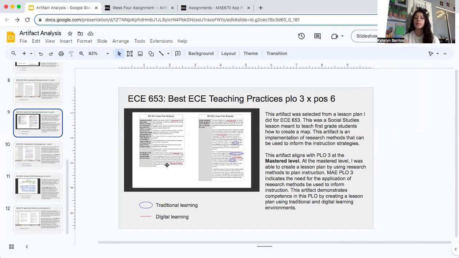And so this artifact was really an implementation of research methods that can be used to inform the strategies that I chose to use while developing this instruction. And this artifact aligns with PLO 3 at the master's level, as mentioned earlier. So I was able to create a lesson plan by using the research methods while I was planning my instruction. And MAE PLO 3 indicates the need for the application of research methods to be used to inform instruction. So this artifact really demonstrated the competence by creating a lesson plan using both traditional and digital learning environments.